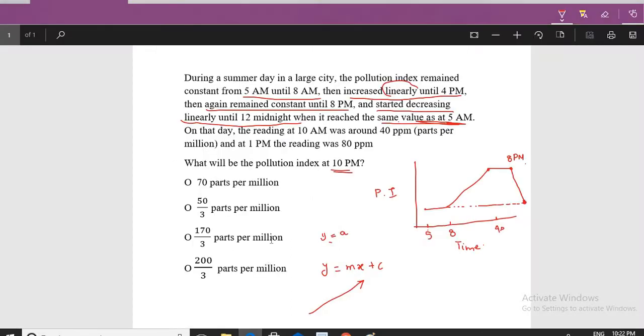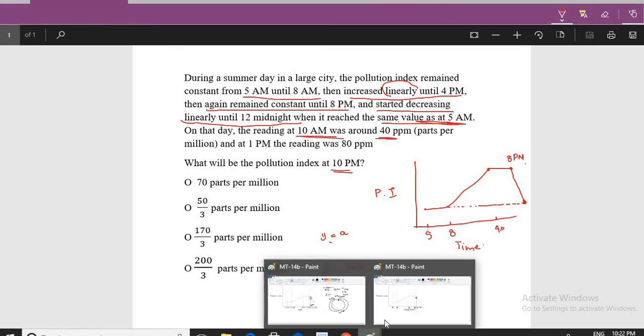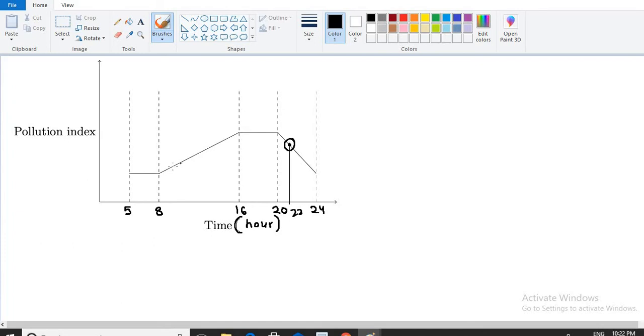First of all, let's see what things are given to us. Let's relate and then one by one we will look into it. On a particular day, the reading at 10 AM was 40 PM. So let me see where my 10 AM is. It will be somewhere lying here. So 10 AM, let me mark it nicely. At 10 hour, it is 40 PM.